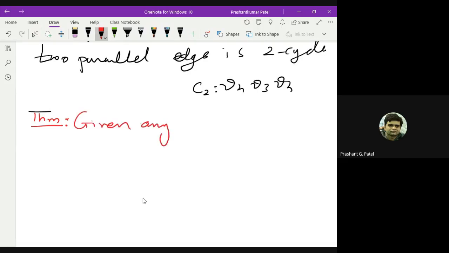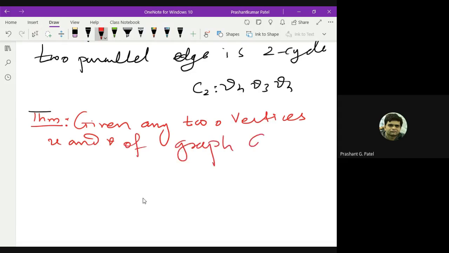Given any two vertices U and V of a graph G, if you pick any two vertices in any graph G, and if there is a walk in between U and V, then there will be a path in between U and V. So that says that a UV walk contains a UV path.